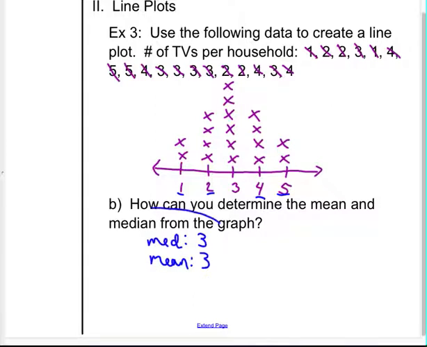So how can you determine the graph is symmetric? If the graph is not symmetric, you would look at where the data is really heavy for finding your median, and you may have to just calculate the mean by hand if the data set is skewed.